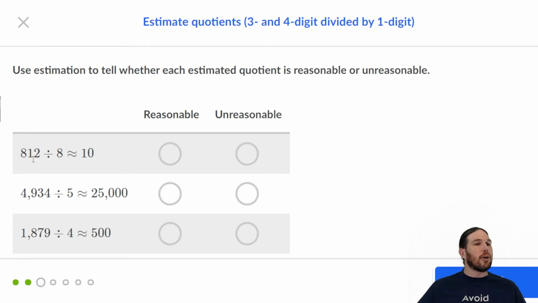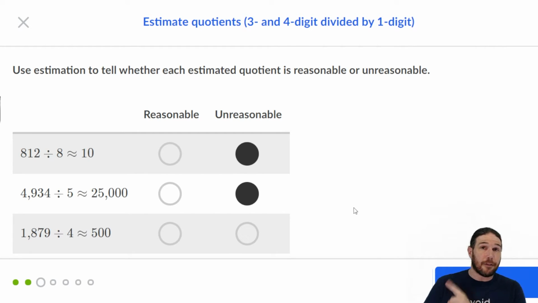So if we've got about 800 divided by 8, no, that would be 100, not 10. I would say that's unreasonable. This second one is definitely also unreasonable, but I see where they got it from. Can you see what mistake the person in part 2 would have made to get 25,000?